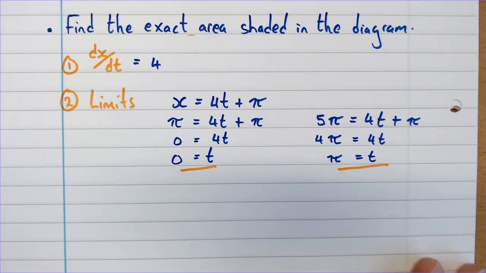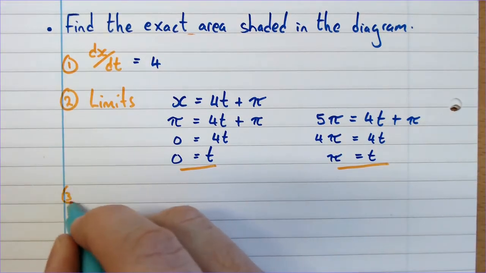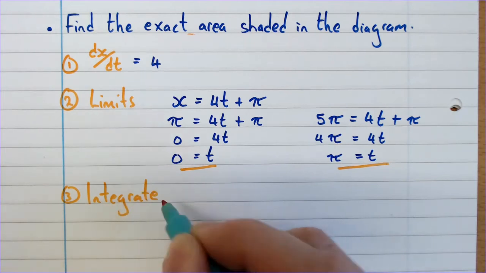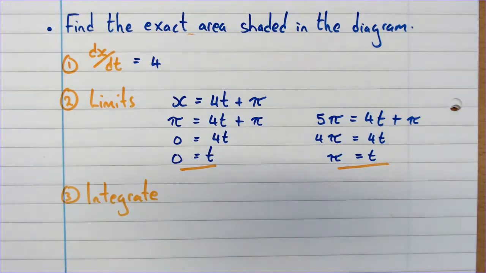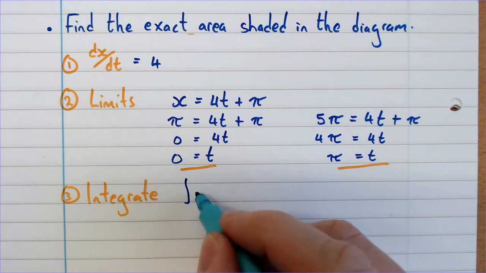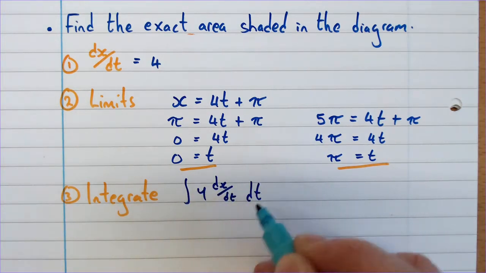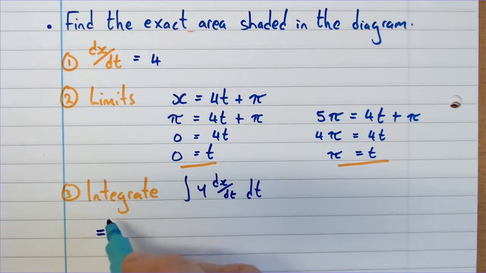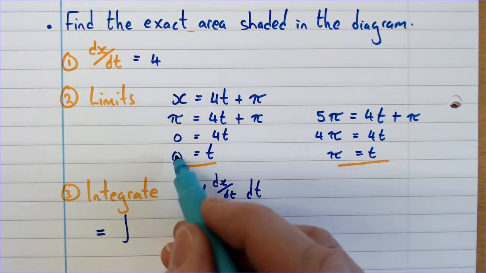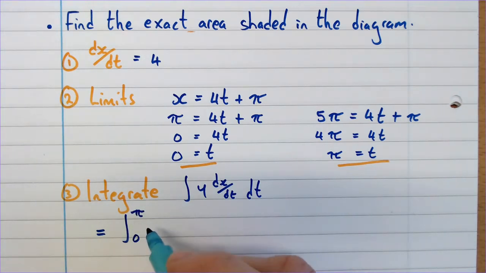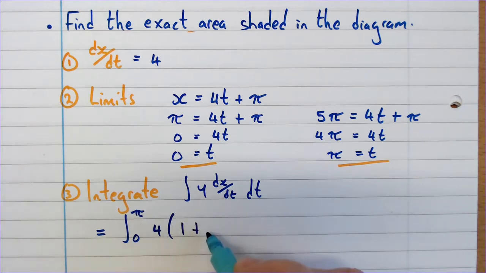And our third step, as before, is to integrate. The first thing I'm going to do is to write down the formula as before, just so I know I'm putting things in the right place. My formula is the integral of y times dx/dt by dt. My second step is to plug everything into the correct place. So my limits were pi and 0. And I'm multiplying 4 by 1 plus sine of t dt.